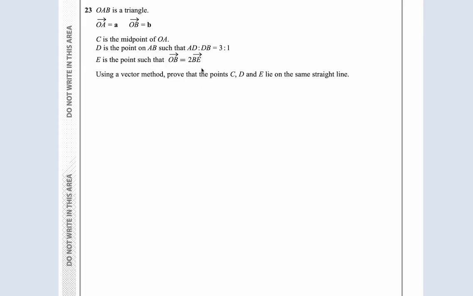Obviously, guys, when you read that, it's very confusing. But if you draw it, it makes life a lot better. So I'm going to draw this. This is O. This is the origin. This is the start.